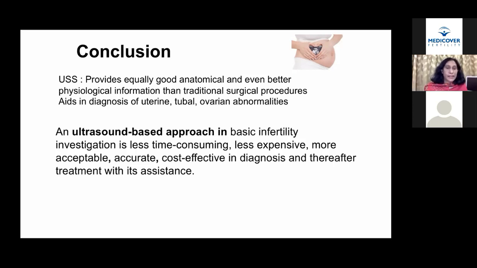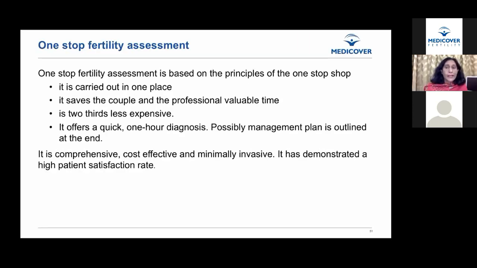treatment with its assistance. The other concept which is also important is the one-stop fertility assessment. It is based on the principle that since so many years the couple has been waiting for the child, and they will absolutely like it if some reasonable plan can be given in the shortest time. So as you have seen, ultrasound can be used to know a lot of the factors which are causing infertility in a very short time.